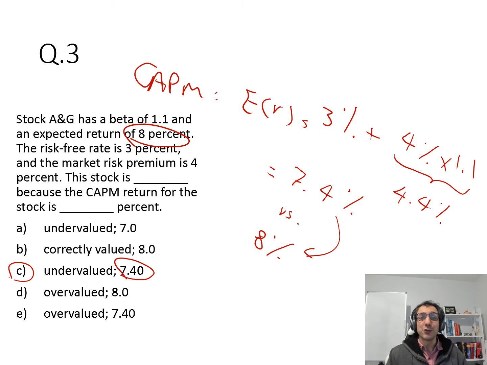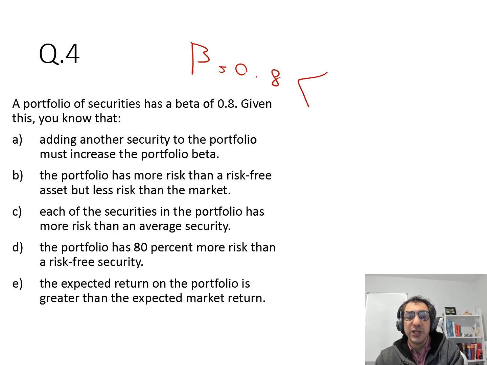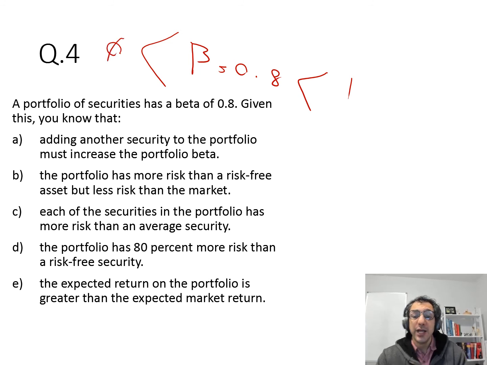So let's look at the last question. A portfolio of securities has a beta of 0.8. 0.8 is less than the market beta, which is 1, and greater than the risk-free asset's beta, which is 0. Now, let's see which argument is correct for this one.